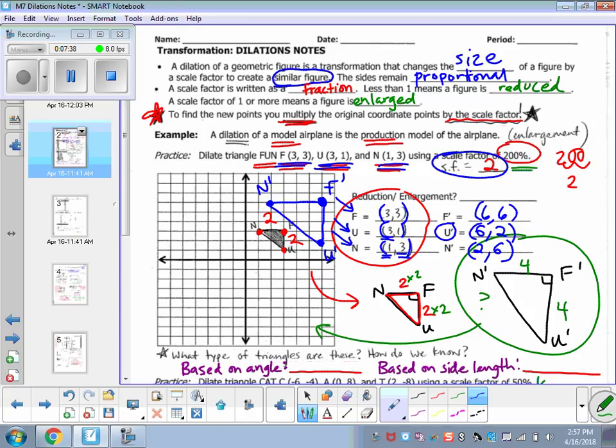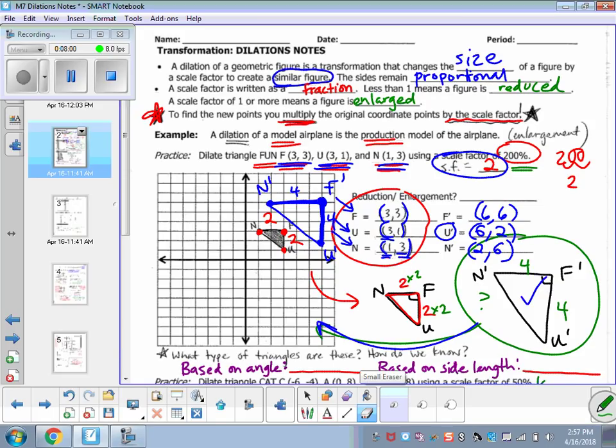So now we have our new enlarged triangle, and we can count this side. It is in fact 4 units long. And we can count here this side. It is in fact 4 units long. So we know we've successfully graphed our enlarged triangle in the right spot on the coordinate plane. Okay?